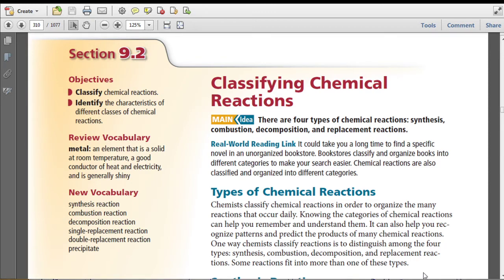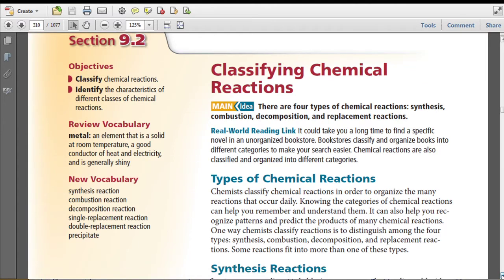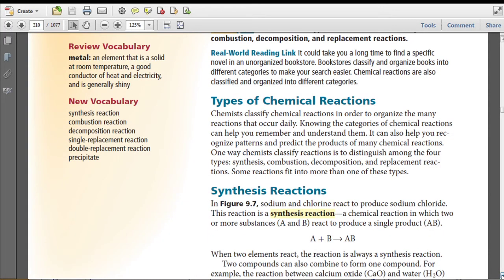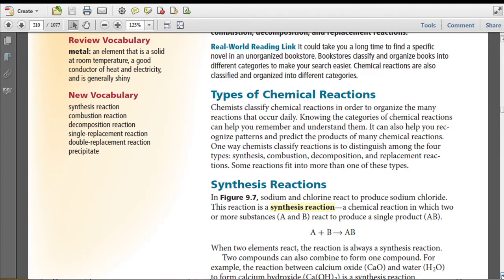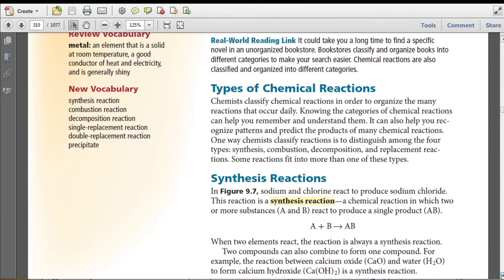Chemists classify chemical reactions in order to organize the many reactions that occur daily. Knowing the category of chemical reactions can help you remember and understand them. It can also help you recognize patterns and predict the products of many chemical reactions. One way chemists classify reactions is to distinguish among the four types: synthesis, combustion, decomposition, and replacement reactions. Some reactions fit into more than one of these.